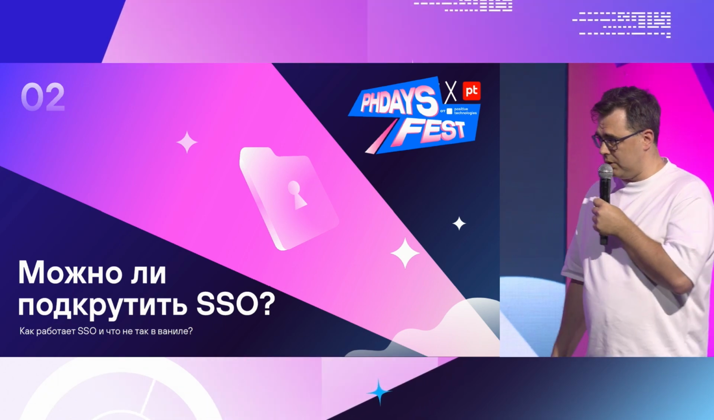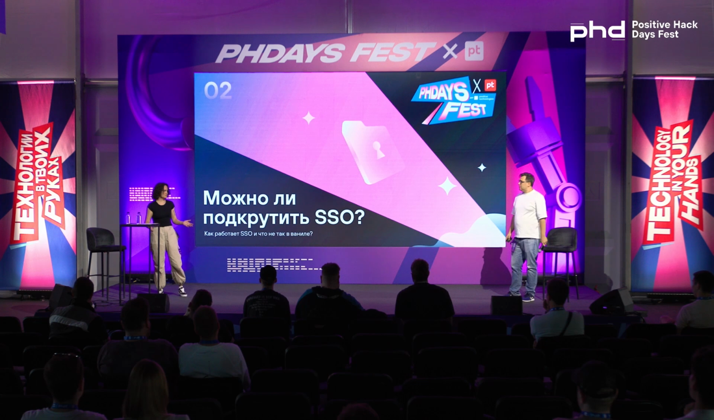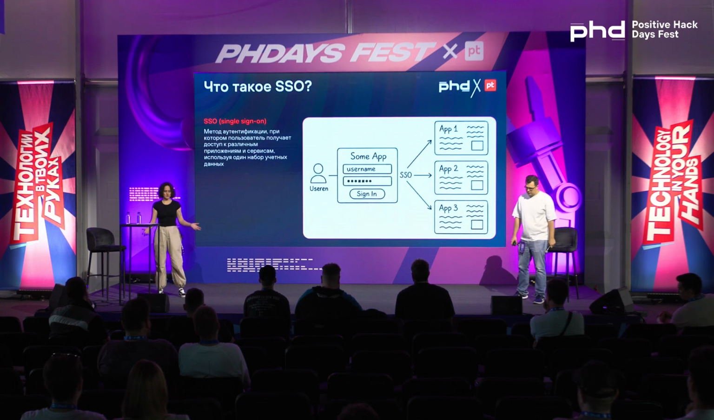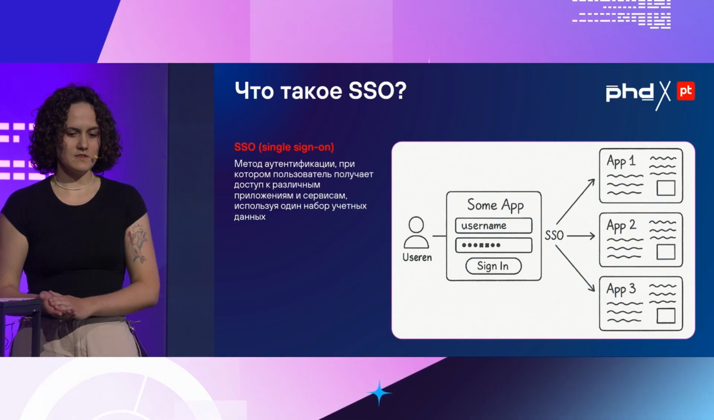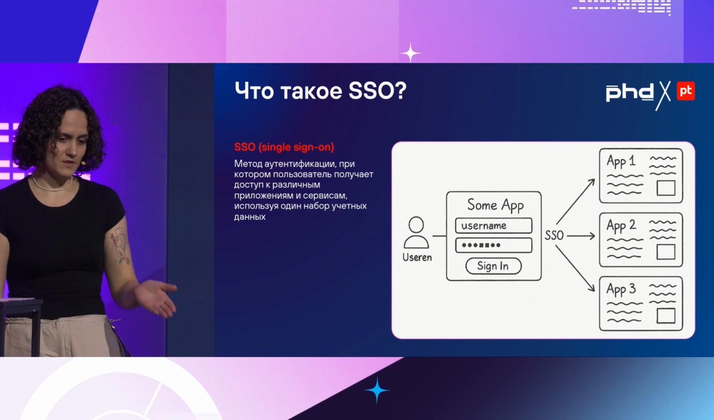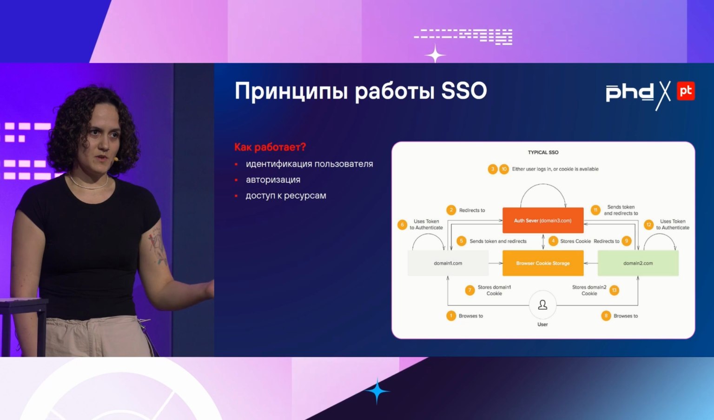And here's the second part. This is SSO, and I would like to ask Valeria to continue. Thank you. Hello, we'll talk about SSO, what it is, how it works, what's wrong with it, and do we need to do anything with it? Do we need to improve it? So what is SSO? This is a method of single entry, when the user gets in using the password and login, so it's one login for many apps. So this is how it works.